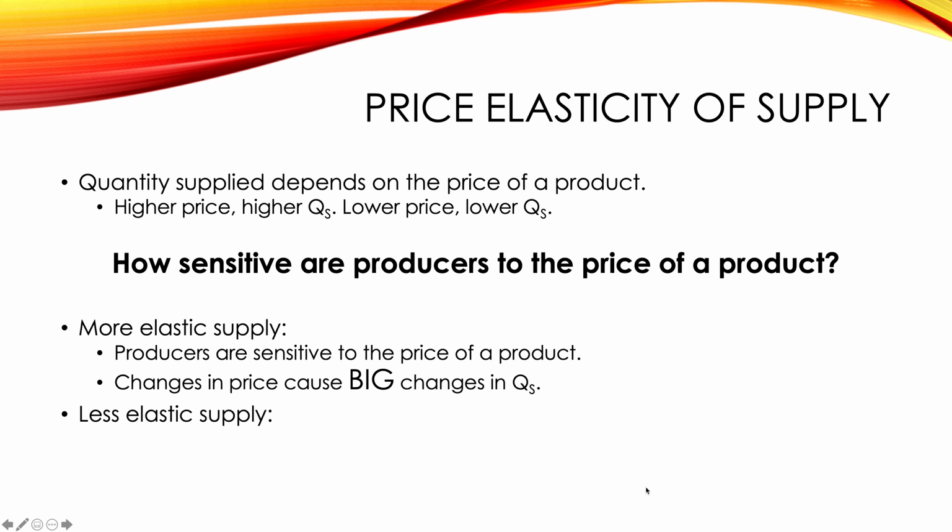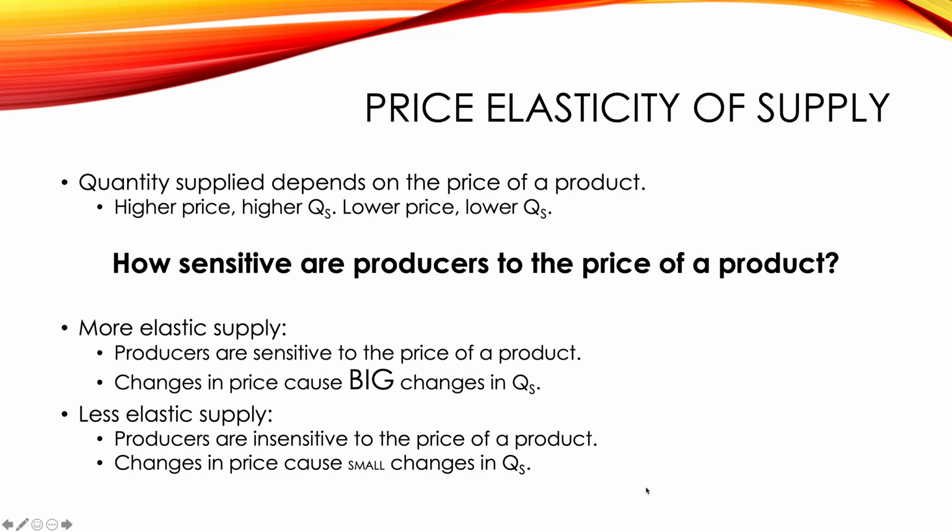A less elastic supply is the opposite, where producers are insensitive to the price of a product. So the price can change, whatever, but it's going to create a small change in quantity supplied. So they're not going to really alter their production behavior that much due to a change in the price of a good. So this is just like price elasticity of demand. If it's elastic, it's a big change in quantity resulting from a change in price. If it's less elastic, it's a small change in quantity resulting from a change in price.